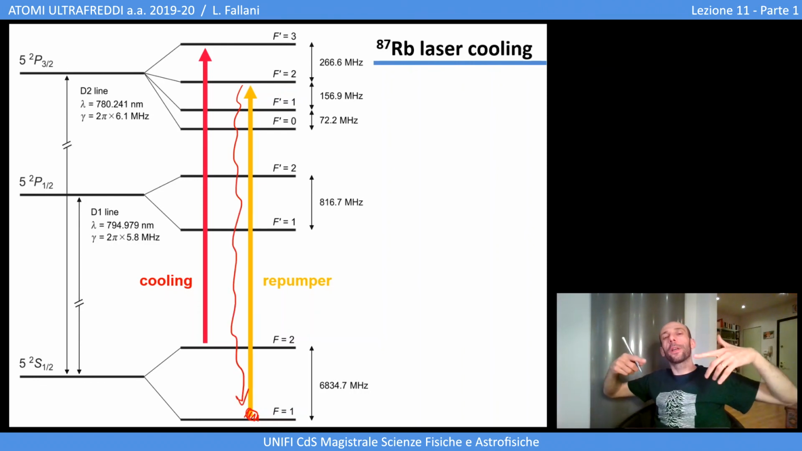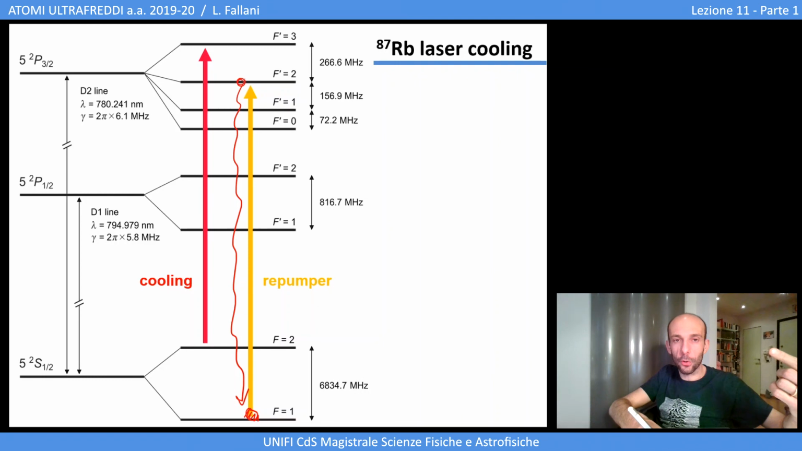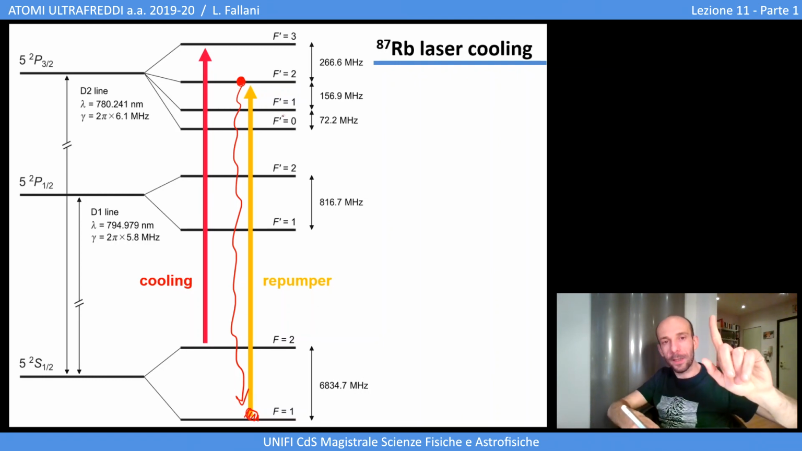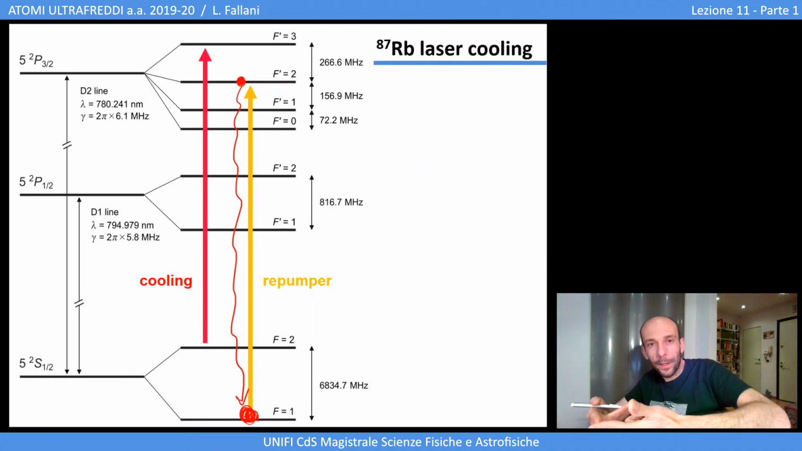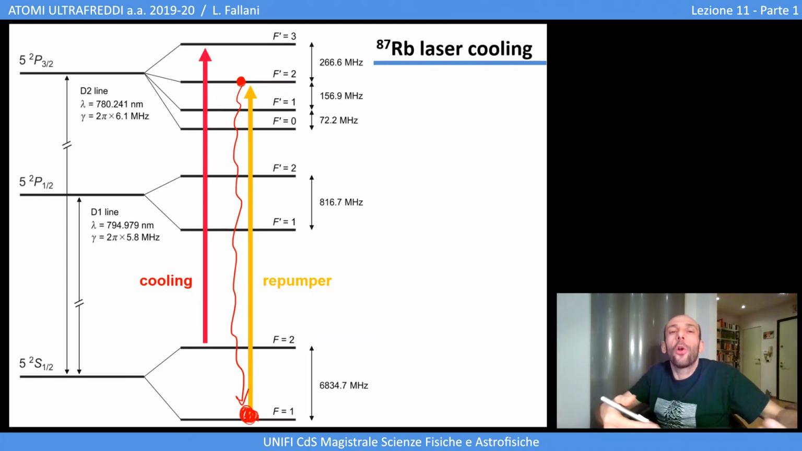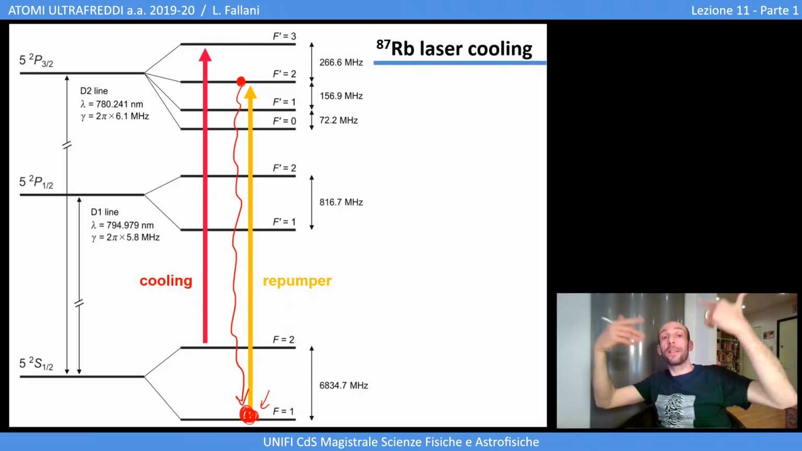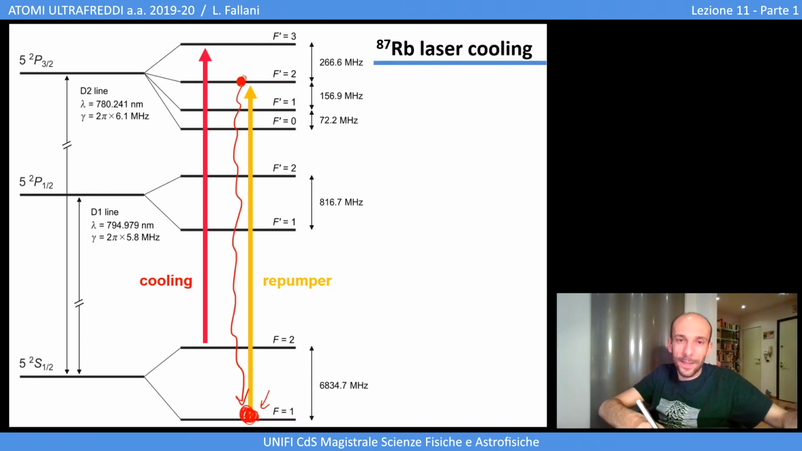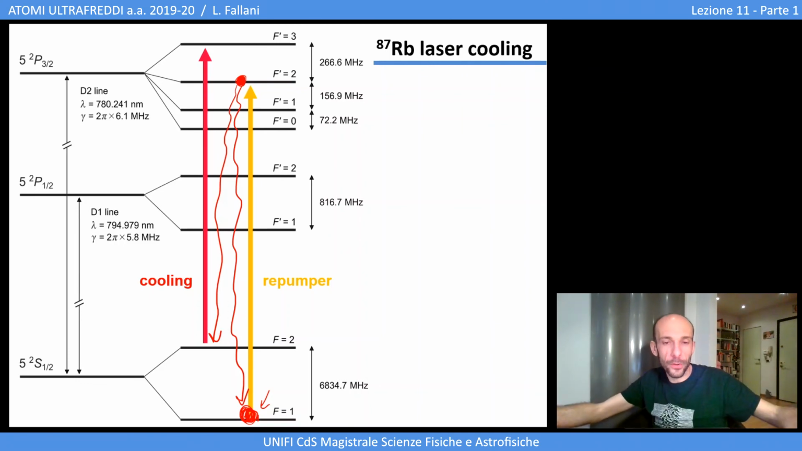So again, the cooling laser will excite to the F' = 3, but there is some small probability of excitation to F' = 2. From this state, atoms can decay to the F = 1 state, so this will be a dark state. So you add this additional repumping laser, and the only purpose of this laser is to remove atoms from this state. So these atoms will be put back in the cycle. They are excited to this state, but from this state they can also decay again to the F = 2 state, and from that state they can participate again in the cooling process.